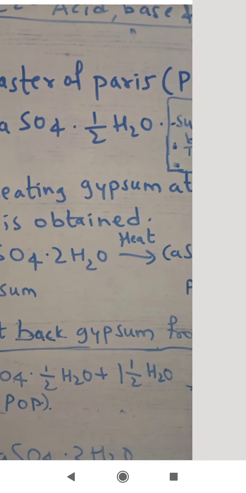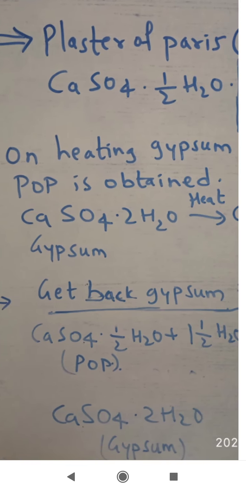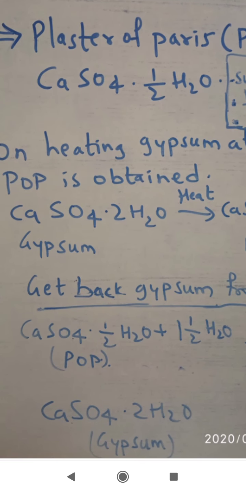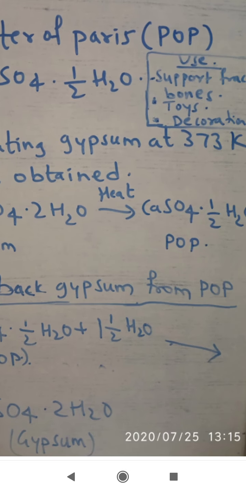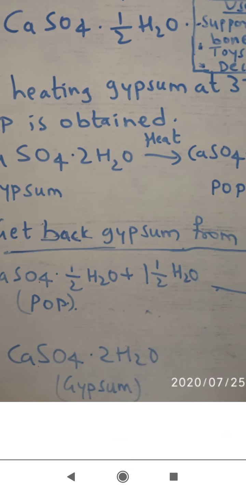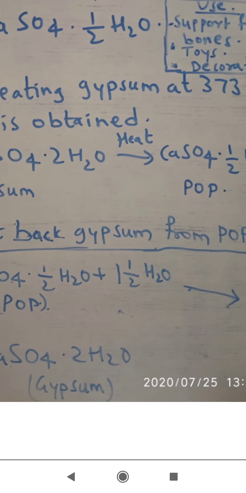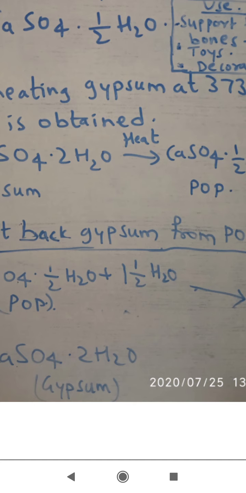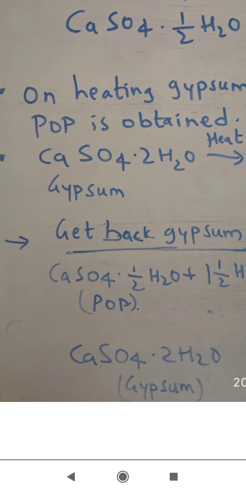And on heating the gypsum at 373, we know that plaster of Paris can be obtained. So this is what is shown here. CaSO4.2H2O is gypsum, which is heated to get the POP, that is again CaSO4.1/2H2O. Now how to get back the gypsum from the POP? This is the POP, calcium sulfate with half molecule of water mixed with 1.5 molecule of water. It will give 2 molecule of water with calcium sulfate, that is gypsum. So this is all about the salts and the substances which can be obtained from the salts.